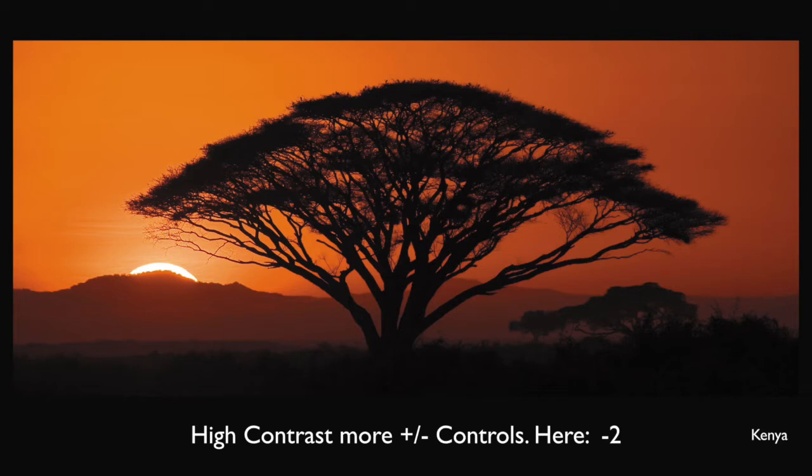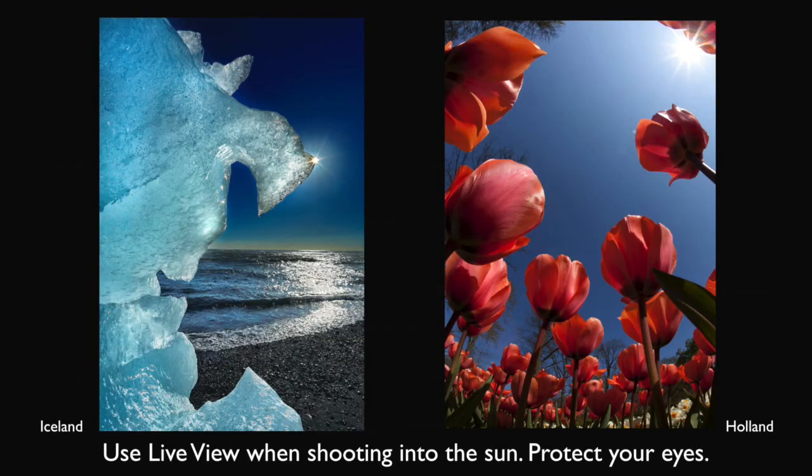So if you learn how to see the light, you can use those plus and minus exposure compensation settings to fine-tune your image. Look at the detail around the sun. Look at those clouds. That's what I wanted to preserve in this image. So I underexposed until I had detail in those areas of the scene.